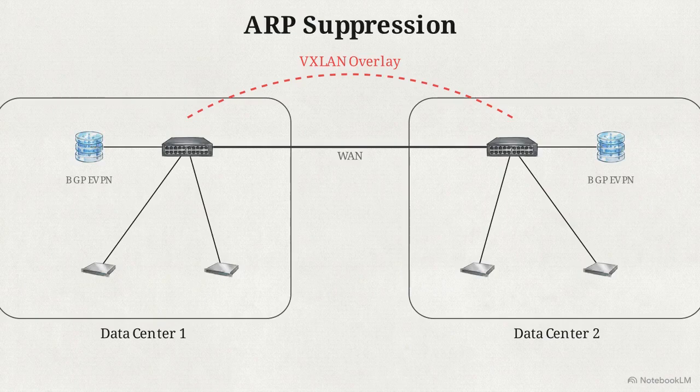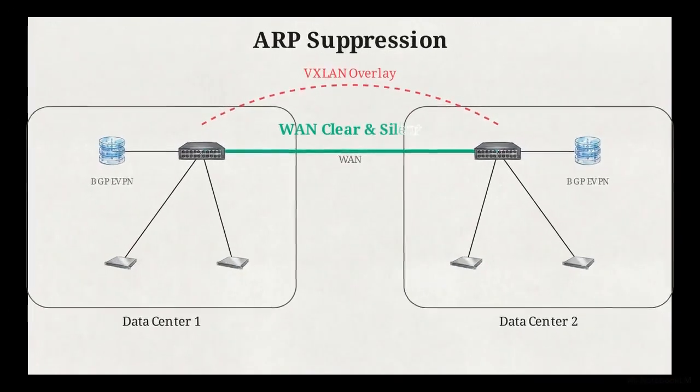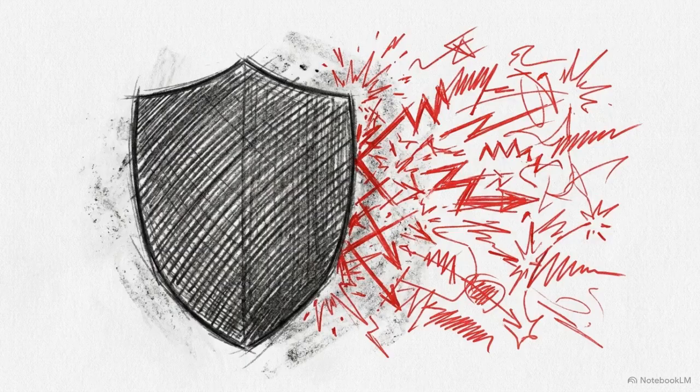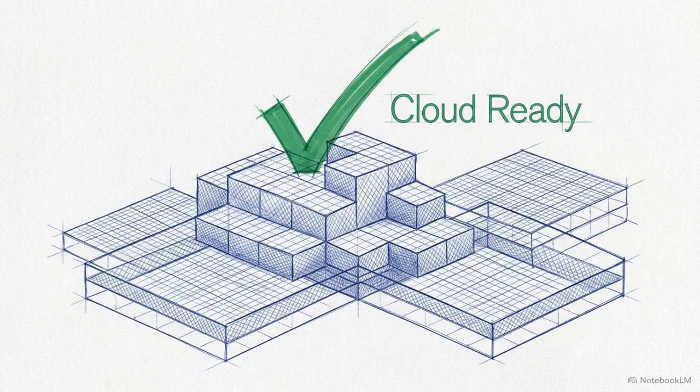It implements a mechanism known as ARP suppression. When a virtual machine sends an ARP request, the local virtual tunnel endpoint intercepts it. Instead of flooding the network, the endpoint queries a local database, populated by a control plane protocol like BGP EVPN, and instantly replies to the host locally. By intercepting and answering broadcasts at the very edge of the virtual network, VXLAN proves that traditional ARP mechanics must be actively suppressed to achieve enterprise scalability.